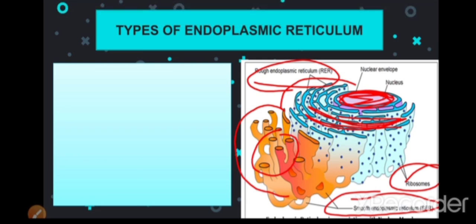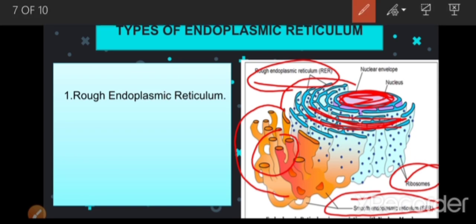Number one is the rough endoplasmic reticulum. Let's talk about it. By seeing the figure only, we can understand the rough endoplasmic reticulum. The surface is rough due to the presence of ribosomes. Rough endoplasmic reticulum is also called granular endoplasmic reticulum. Why is it called granular? Due to the presence of the granules of ribosomes. And this presence of ribosomes makes the surface rough, and because of that it is called rough endoplasmic reticulum.